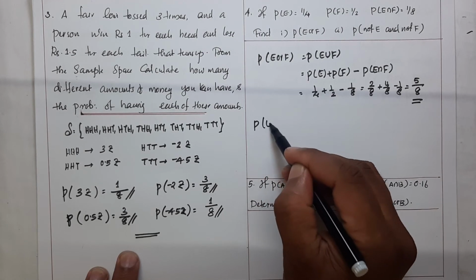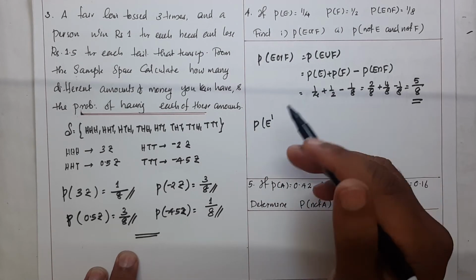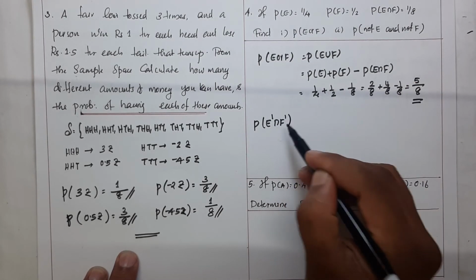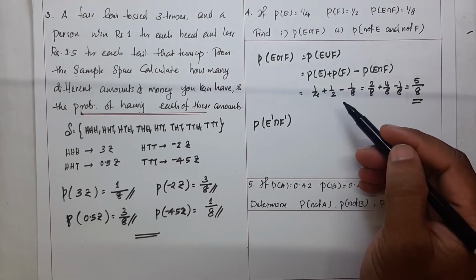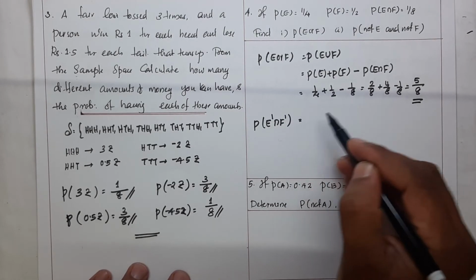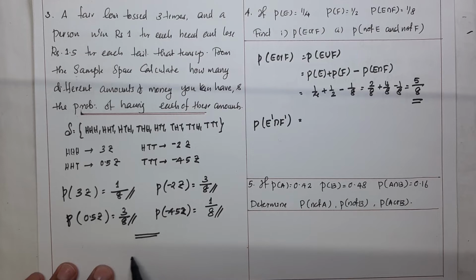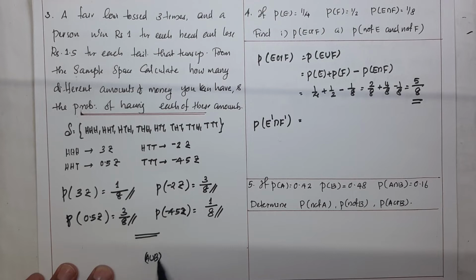Now the second question is 'not E and not F'. That means E complement intersection F complement, P of E complement intersection F complement. Here we use De Morgan's law. I will write it here. De Morgan's law is: A union B the whole complement is equal to A complement intersection B complement, and the second is A intersection B the whole complement is equal to A complement union B complement. This is called De Morgan's law.